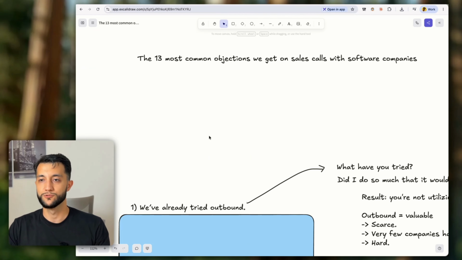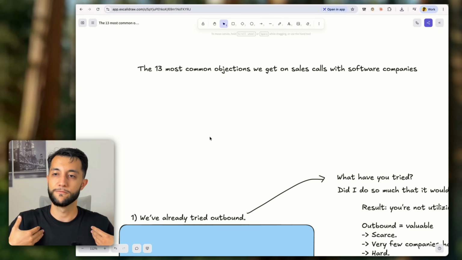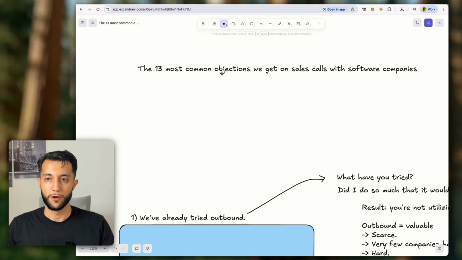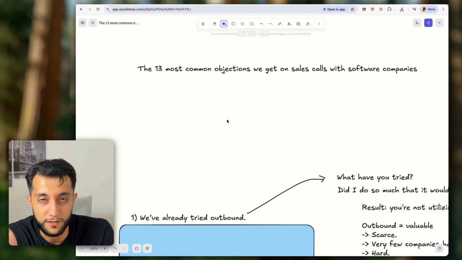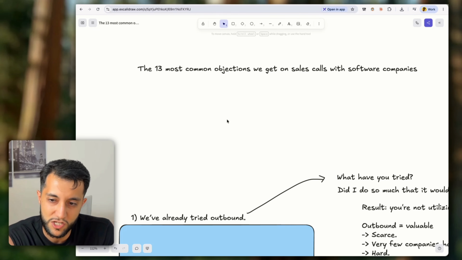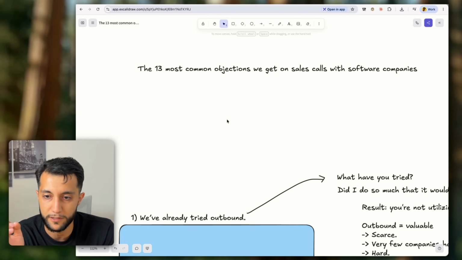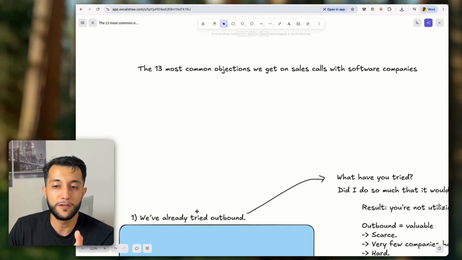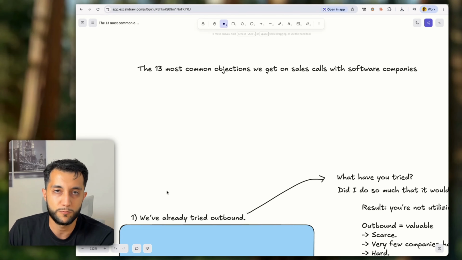Obviously, all of these objections are just human nature. I get that. I am flawed as well. I don't know what the second objection is going to be, by the way. I have no idea, but I assume it's something somewhat illogical. Maybe we'll find a couple that are perfectly logical. But this one is very illogical, because if you would have actually tried, you would have made it work. So this doesn't make any sense. We've already tried outbound? Well, you didn't make it work, did you?